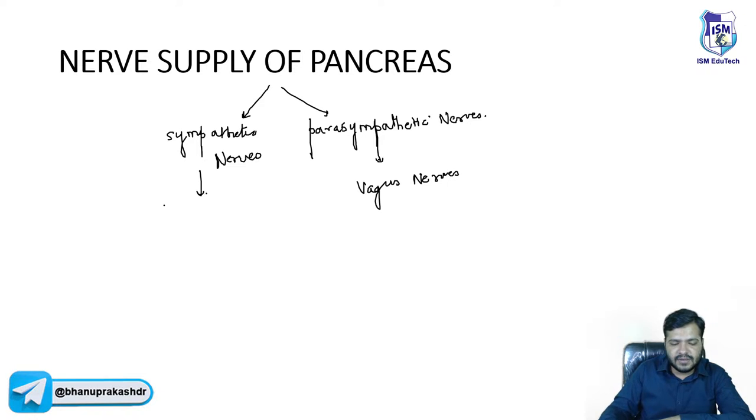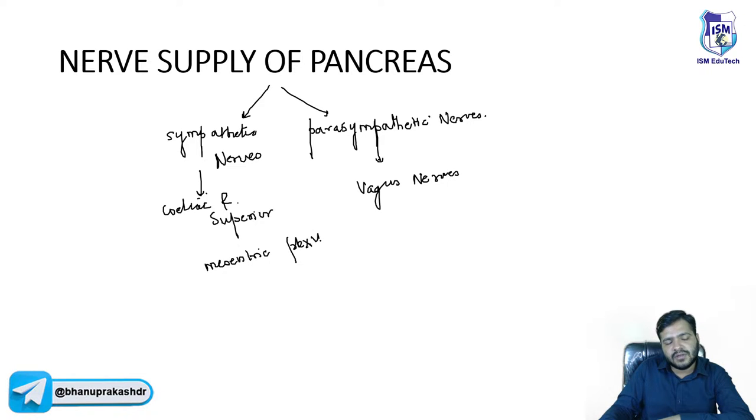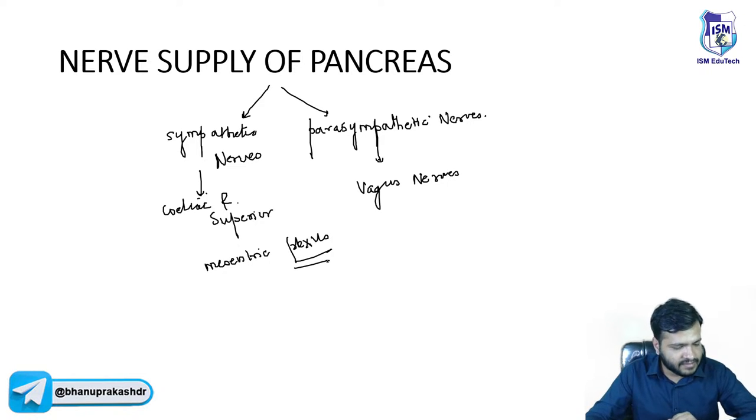And we have the celiac and superior mesenteric plexus. Plexus ka matlab kya hota hai? Network of nerves. So sympathetic nerve supply is from the celiac and the superior mesenteric plexus, whereas the parasympathetic supply is from the vagus nerve.